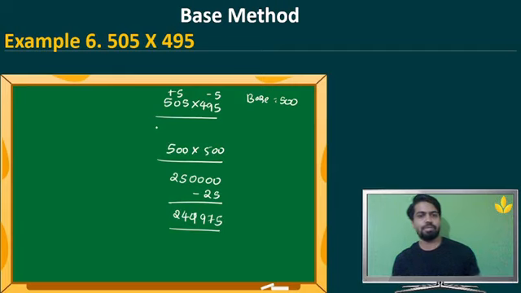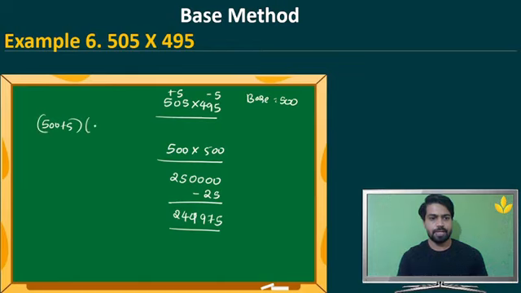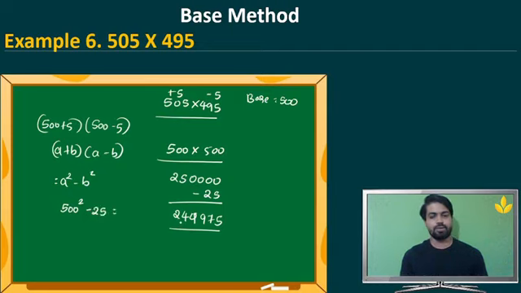It is not always a base method you have to use. You can also see this as 500 plus 5 into 500 minus 5. What is this? What format is it? It is of the form a plus b into a minus b. And we are all aware of this expansion. We end up with a square minus b square. So this can also be seen as 500 square minus 25, which will give you the same answer, 2,49,975. Let's go to the next example.